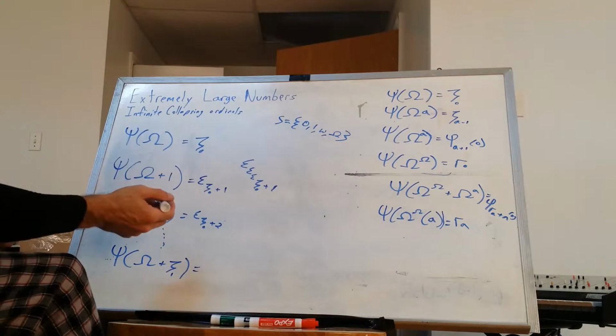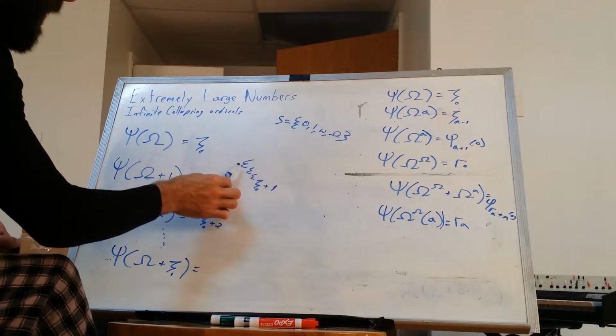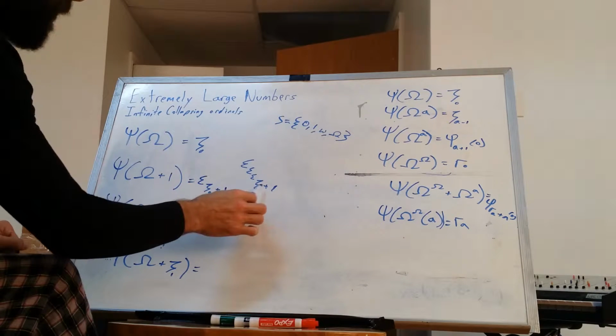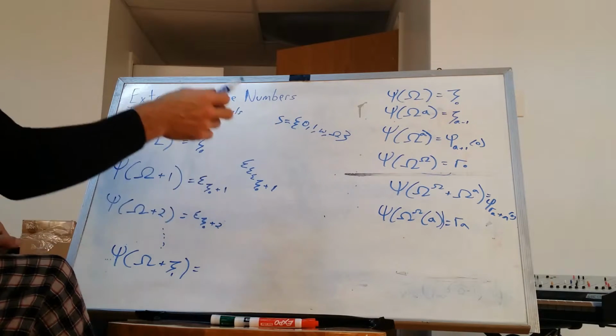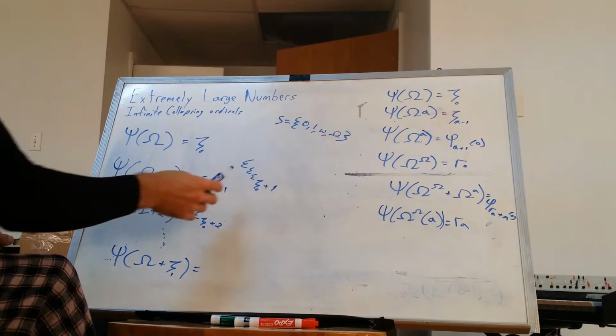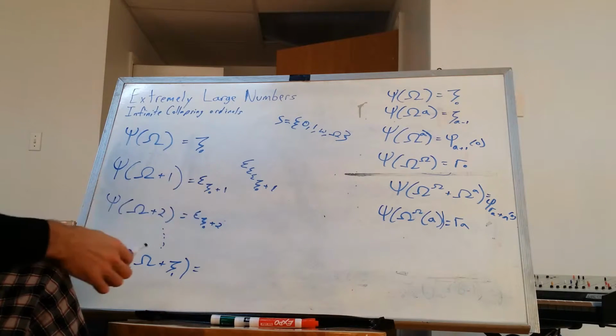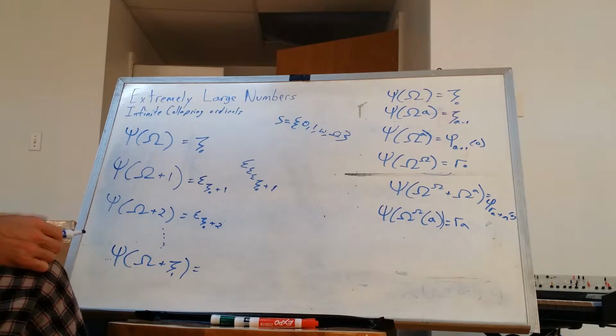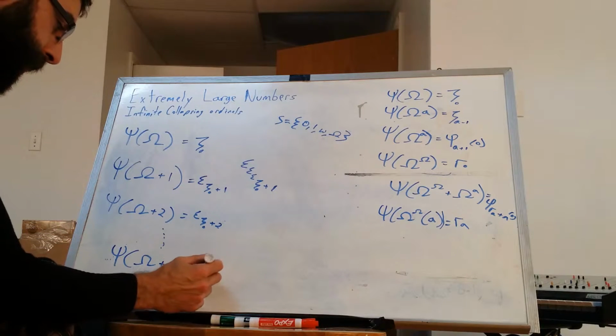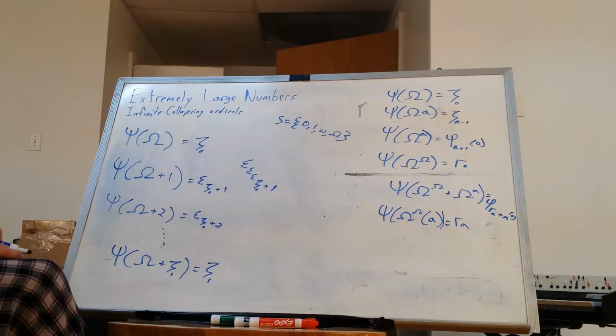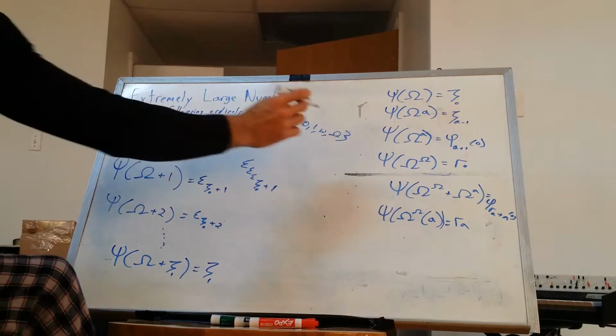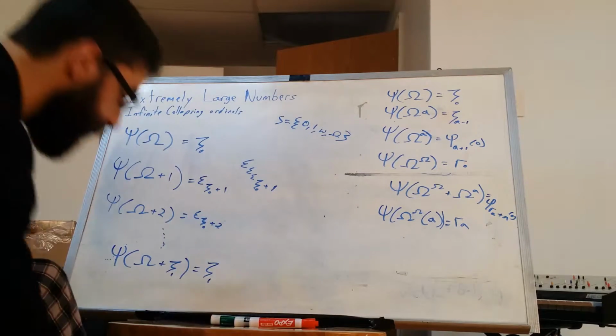Okay. We can't build an infinite nesting of epsilons with zeta naught plus 1 at the bottom because we can't get infinite nestings of epsilons. So the function gets stuck. This time, instead of zeta naught, it gets stuck at zeta 1. So this is just going to equal zeta 1. So now, capital omega bails us out again. It gets the function unstuck.